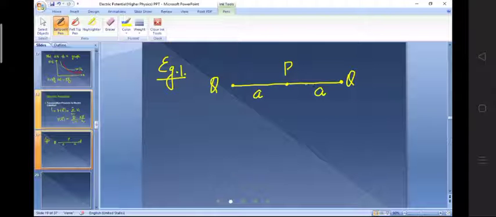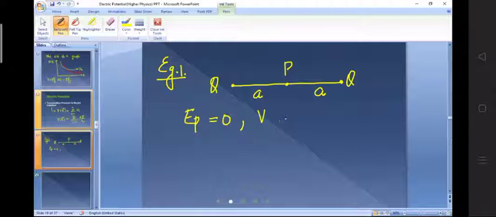Can we calculate the electrostatic field at point P? What will be the electrostatic field at point P? It will obviously be equal to 0, isn't it? Because the electrostatic field because of this Q will be equal to KQ by A square towards the right, and the electrostatic field because of the other point charge will be equal to KQ by A square towards the left. The two fields are equal in magnitude and opposite in direction, so they cancel, hence the net field at point P will obviously be equal to 0.